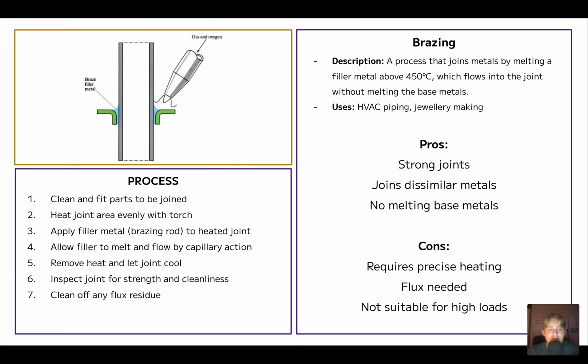So the process you need to describe in your exam would be cleaning the parts to be joined, heating the area gently and evenly with a torch, and then applying the filler metal brazing rod to the heated joint. So obviously we're heating the joint beforehand, and then we're going to heat the filler metal inside of the joint to allow it to melt and flow by capillary action, and removing the heat to let the joint cool before we can then inspect and ensure the strength and cleanliness, at which point we can then clean off any of our flux residue.